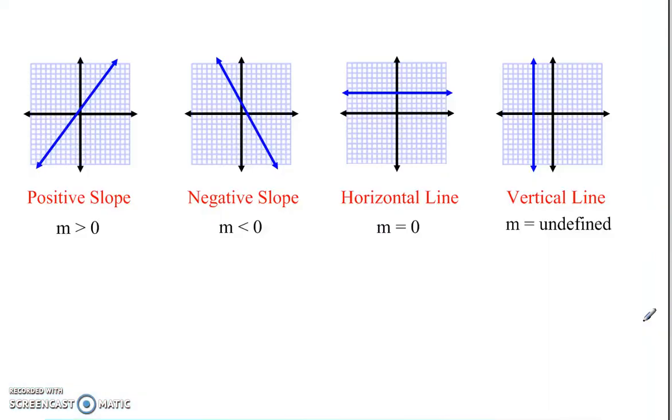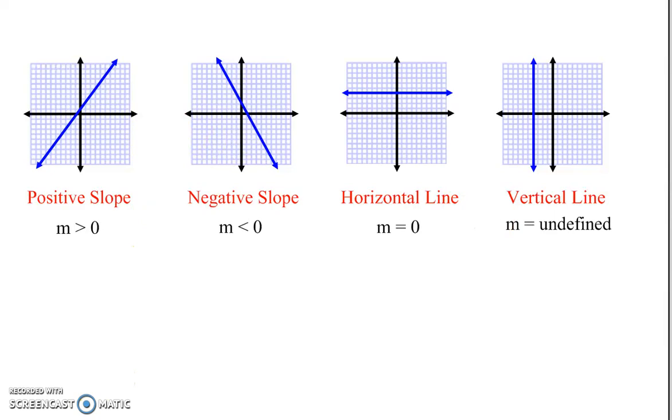Now just a quick visual of those. A positive slope, we always read from left to right. A positive slope goes up. That is when m is greater than 0. Negative slope is from left to right, it goes down. m is less than 0. A horizontal slope is when m equals 0. And a vertical line is when m is undefined.